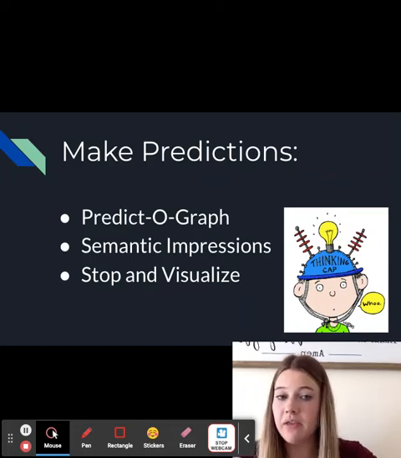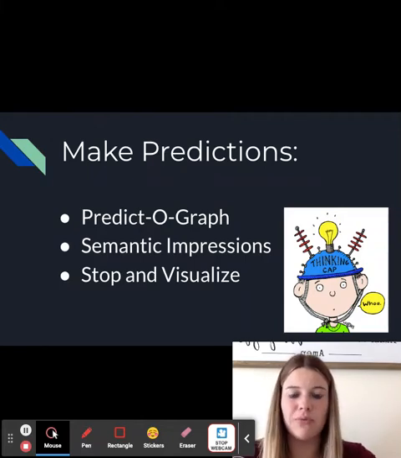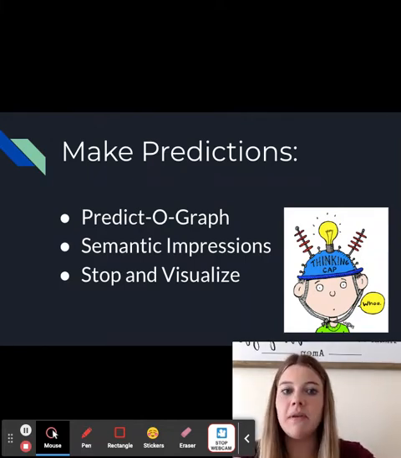So they cannot make their prediction until they have those clues and the background knowledge. So they can't just make some random prediction with no evidence, but they have to have those clues from the story before they can make their prediction.